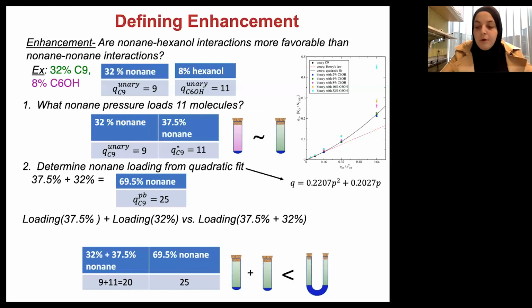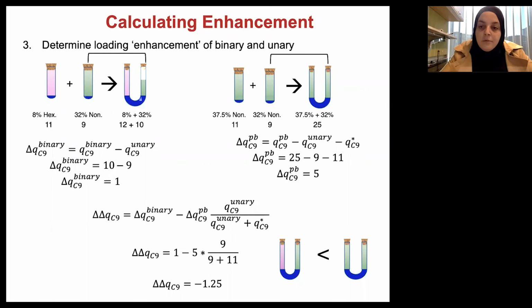But the question is still posed, is that more favorable than actually doing the binary system? So now we look at the binary system. Again, 32% nonane, which gives you 9 solutes, and 8% hexanol, which gives you 11 separately in the unary system. But in the binary, they both go up by 1. So now we can have a very distinct example of nonane going up by 1, so going from 9 to 10 in the binary.